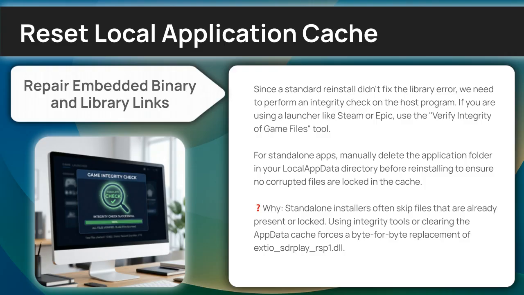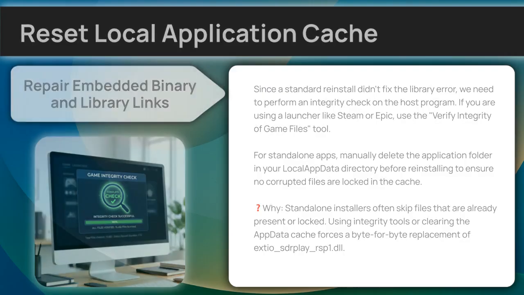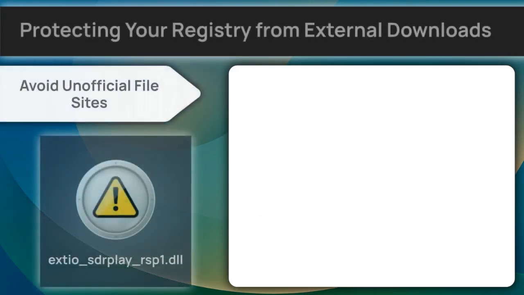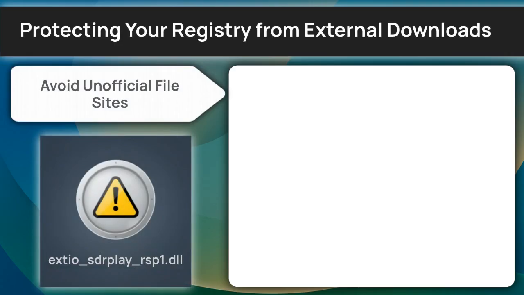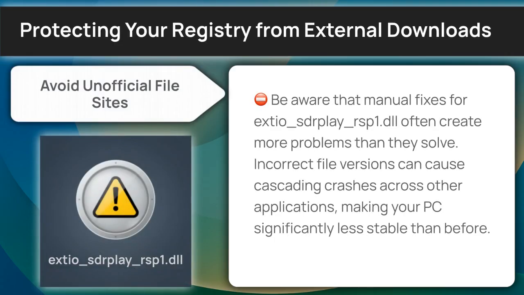Why are we doing this? Well, standalone installers often skip files that are already present or locked. Using integrity tools or clearing the app data cache forces a byte-for-byte replacement of your DLL file. To protect your system architecture, I have a few recommendations regarding file authenticity. Using an incorrect or unverified version of external I/O SDRplay RSP1 DLL can trigger a domino effect within your runtime environment, causing unrelated professional applications to fail without warning.